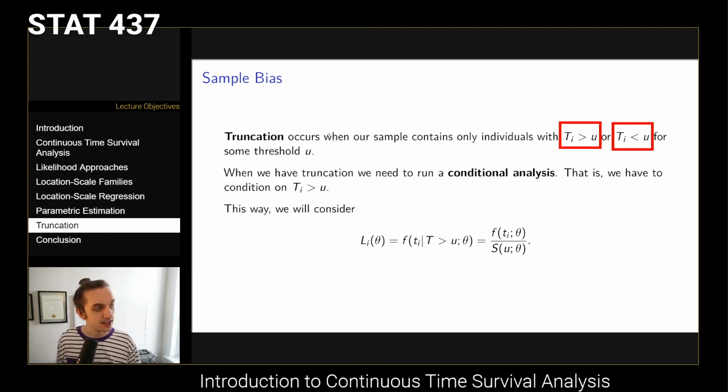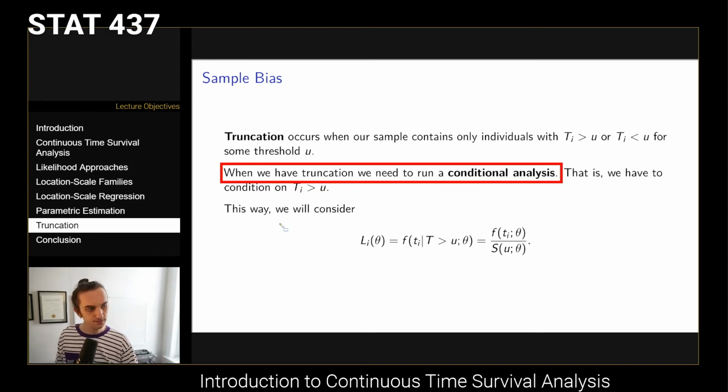And so because of this, you have this threshold of U, which is some number of years after the event occurred. And unless someone survived at least that long, they're excluded from the study, right? So it's this form of sampling bias where in order to be included, you have to have operated in some interval. And the problem with truncation is that we end up needing to do a conditional analysis, okay?